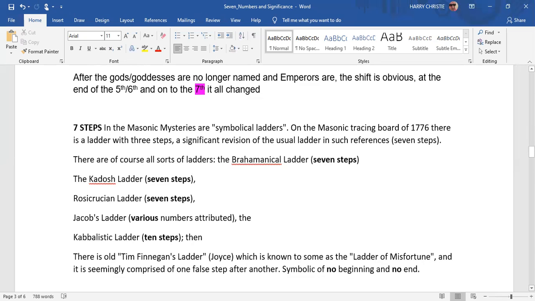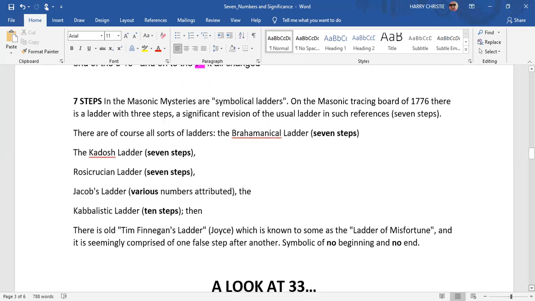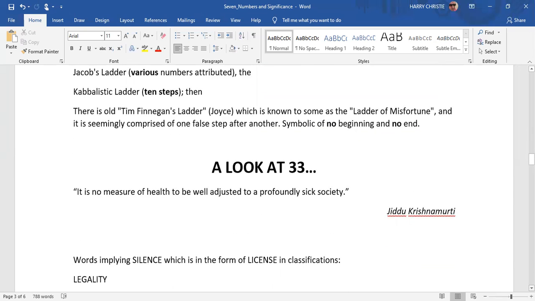And the Kabbalistic ladder, that has 10 steps, but there's one really funny ladder, and it's called Tim Finnegan's ladder. It's like a story written by James Joyce, which is known to some as the ladder of misfortune. Oh. And it's seemingly comprised of one false step after another. And that's just saying that's symbolic of there's no beginning and there's no end. Yeah. Again, it's an endless reincarnation. So that ladder is just a symbol of something that's going to constantly happen. It never had an ending. It's not going to have a beginning. It's going to continue.